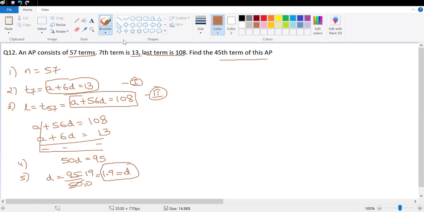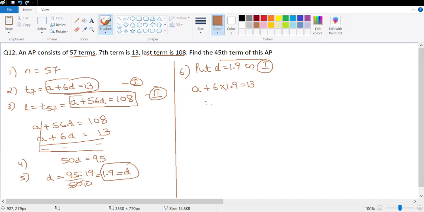Now we need to calculate the value of A. Okay, so put D is equal to 1.9 in equation number 1, and I get A plus 6 into 1.9 is equal to 13. A is equal to 13 minus 19 into 6, 114. So that's 11.4. Therefore, A is equal to 1.6. That's correct. A is equal to 1.6.